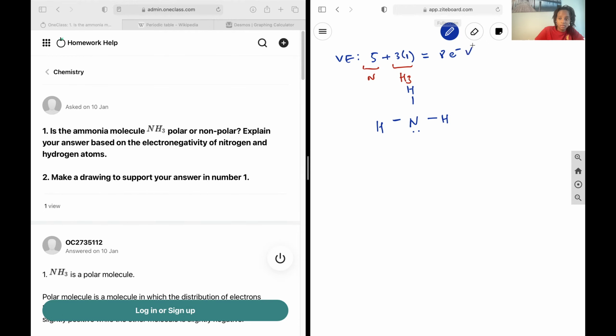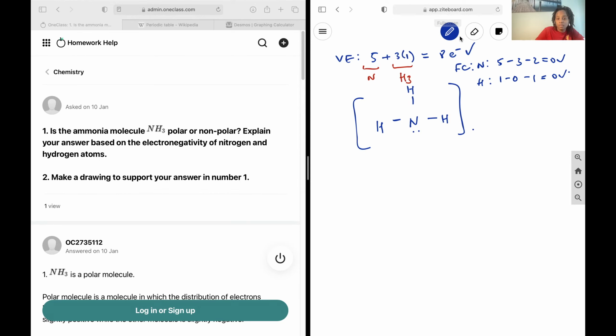Now, since the valence electrons are all taken care of, let's double check our formal charge. For the nitrogen, we get 5 minus 3 minus 2, giving us 0 as we expected. For the hydrogen, it will simply be 1 minus 0 minus 1, giving us 0 as expected. So our valence electrons are all okay, and our formal charge is okay. This is the correct Lewis structure.